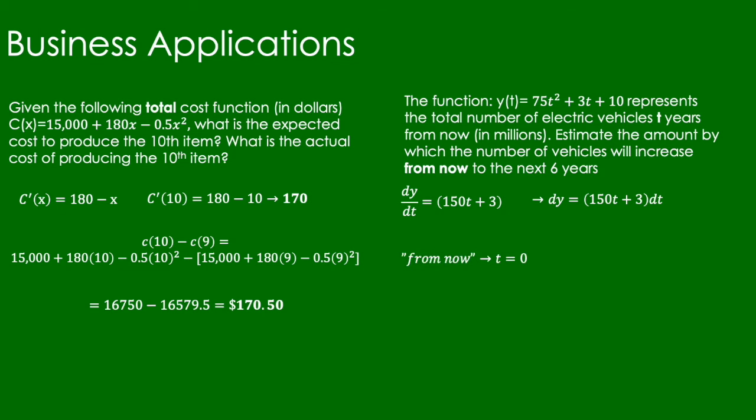Now, remember that t is from now, so that's essentially 0. 0 years have passed. And the change in years is 6. So from 0 to 6 is what we're concerned about. Therefore, we plug in 0 for t and 6 for dt, and we'll get about 18 million vehicles that's expected in the next 6 years.